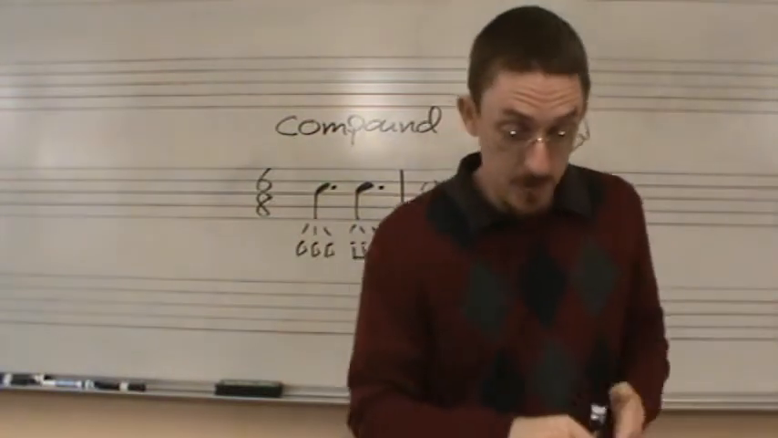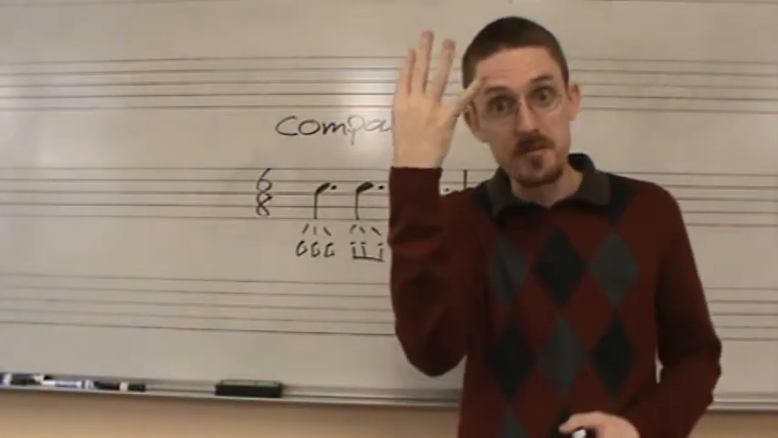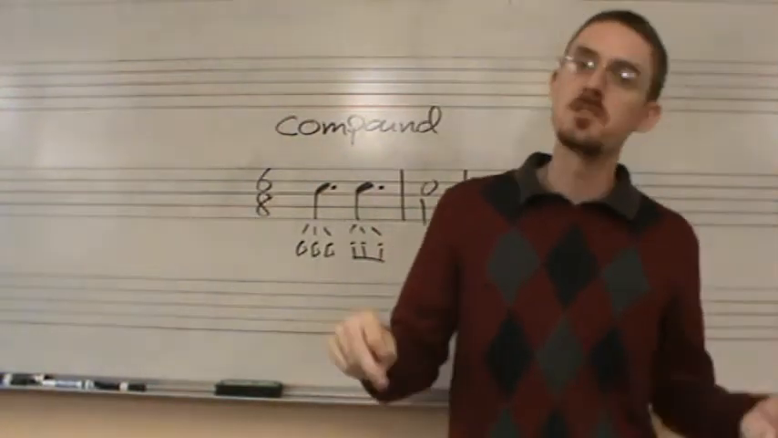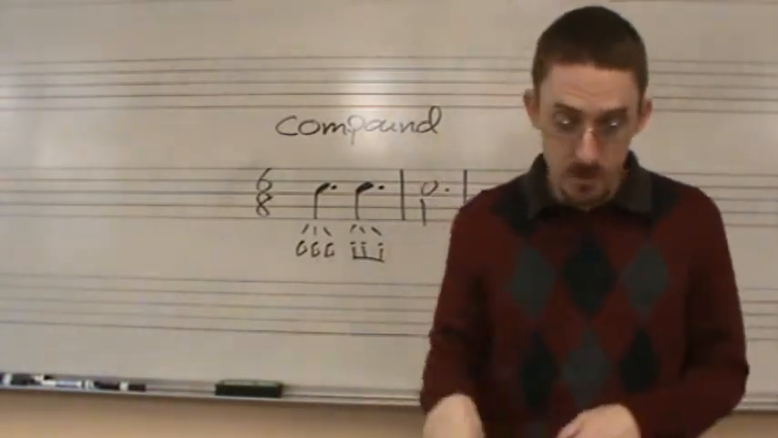They're tying them together. This is 12-8 time. So 12-8, double 6-8. This is done in four. It's just 1 and a 2 and a 3 and a 4 and a. Let's do this one, number 36.